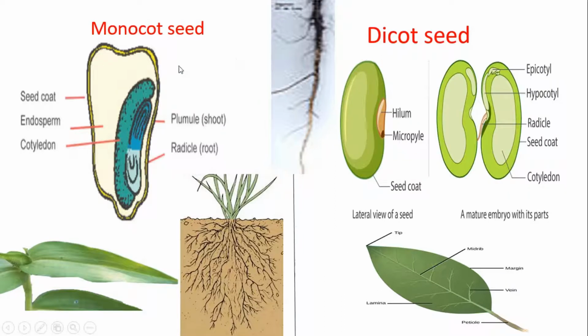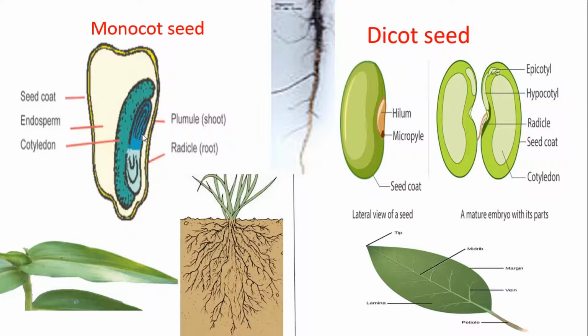To start with, this is a part of a maize seed. What is the name of this part? Seed coat. It protects the inner parts of the seed. What is the name of this part? Endosperm. The endosperm is the part of the monocot seed that stores food for the seed. We also have the cotyledon, this part. It nourishes the young plant.